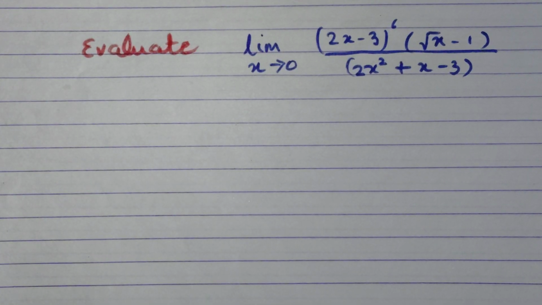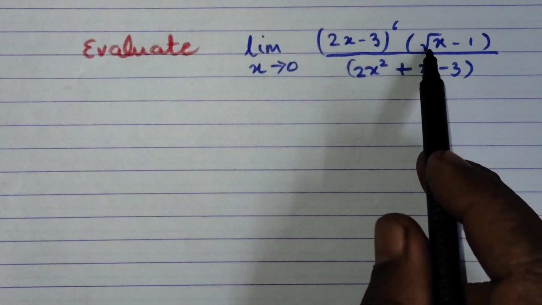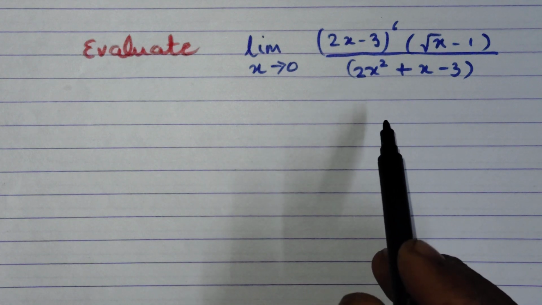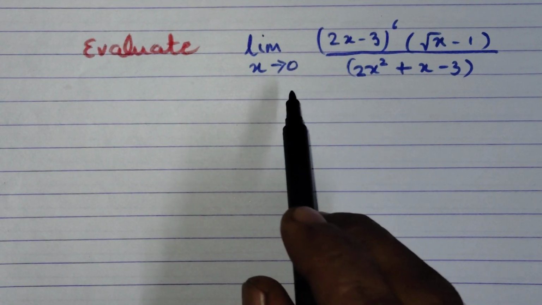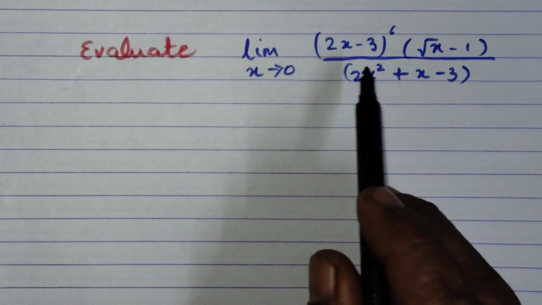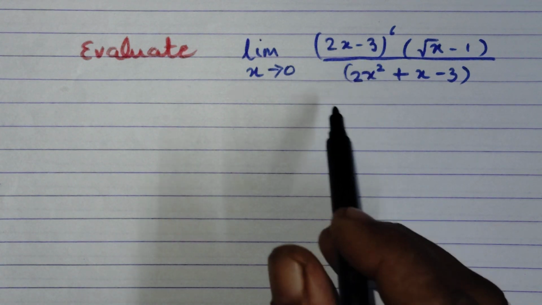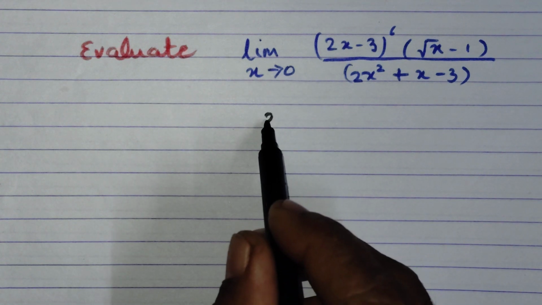Next question is limit x tends to 0, (2x - 3)^6 (square root of x - 1) upon 2x square plus x minus 3. So in this problem, we first check if there is an indeterminate term by replacing x equal to 0. So 0 by 0 term is available by plugging the value of x equal to 0. So we replace x equal to 0.